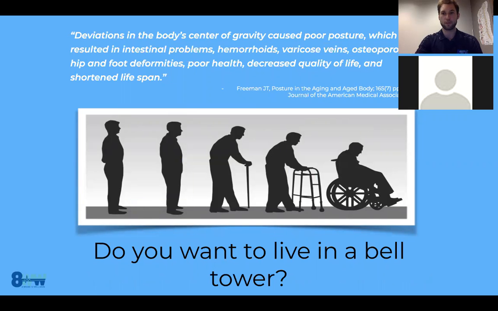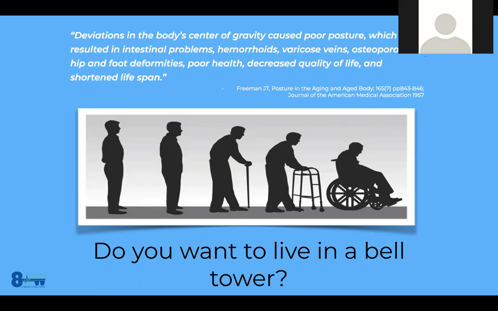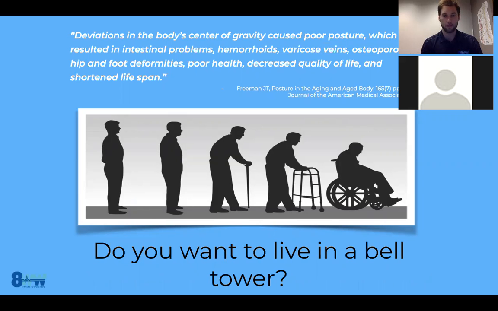Okay, so deviations in the body's center of gravity caused poor posture, which resulted in intestinal problems, hemorrhoids, varicose veins, osteoporosis, hip and foot deformities, poor health, decreased quality of life, and shortened lifespan. That was a study, posture in the aging and aged body, in the Journal of the American Medical Association. So there are a lot of different ailments that can come from poor posture.